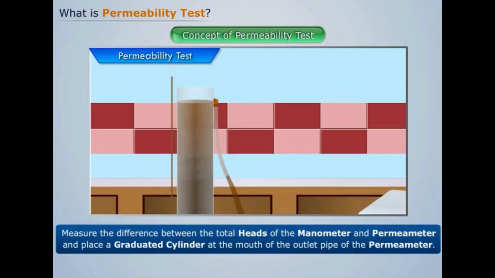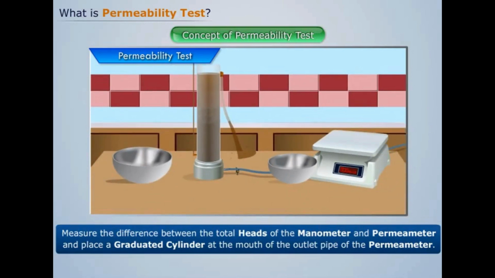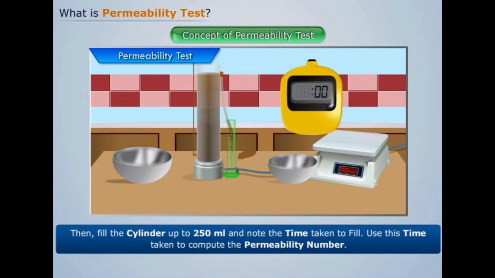Now measure the difference between the total heads of the manometer and permeator, and place a graduated cylinder at the mouth of the outlet pipe of the permeator. Then fill the cylinder up to 250 ml. And note the time taken to fill. Use this time taken to compute the permeability number.